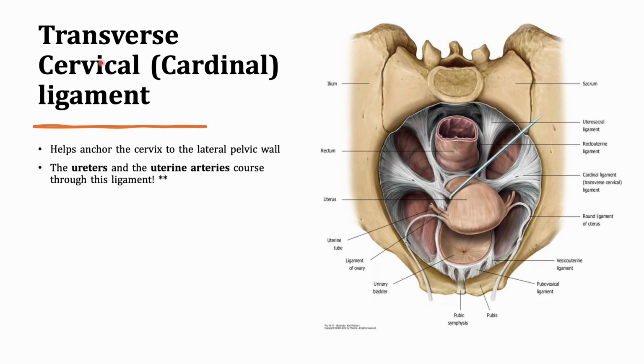Next, we're going to talk about the transverse cervical ligament, or the cardinal ligament. So I'm going to call it the cardinal ligament. So cardinal ligament helps anchor the cervix to the lateral pelvic wall. You can remember that because cardinal ligament starts with a C. So cardinal ligament is going to anchor the cervix, which also starts with a C, to the lateral pelvic wall.